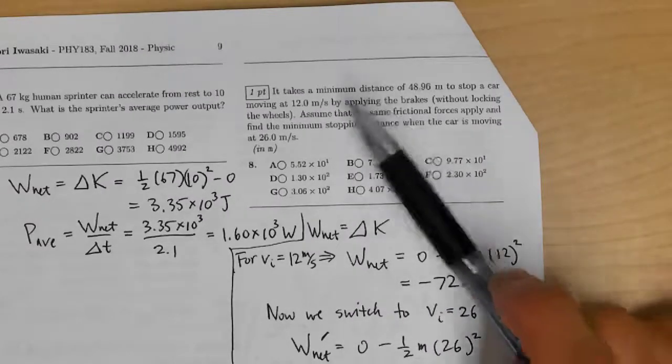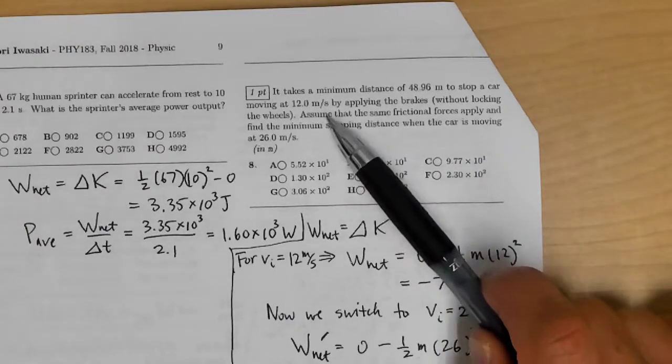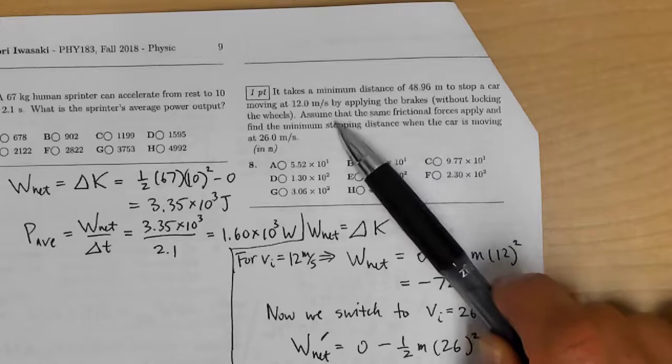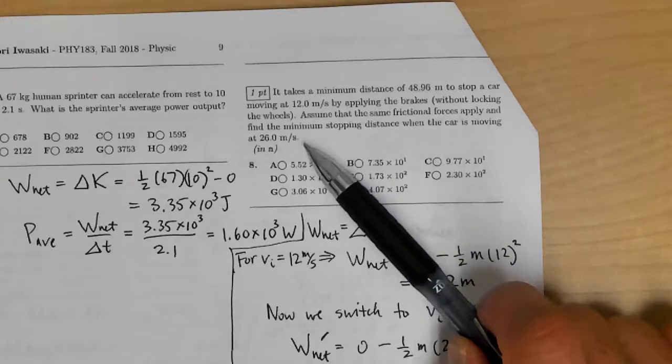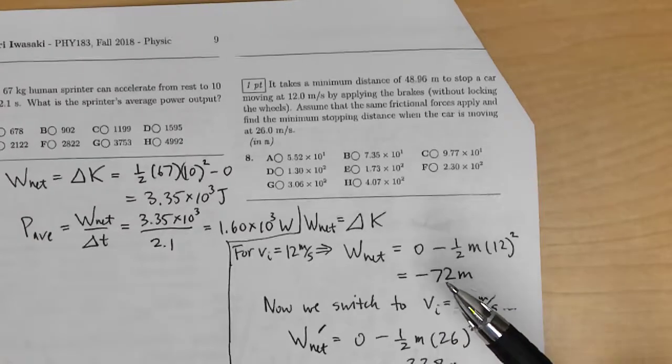Next problem, number 8. It takes a minimum distance of 48.96 meters to stop a car moving at 12.0 meters per second by applying the brakes. Assume that the same frictional forces apply. Find the minimum stopping distance when the car is moving at 26.0 meters per second.